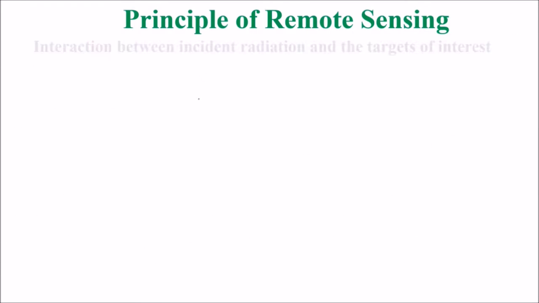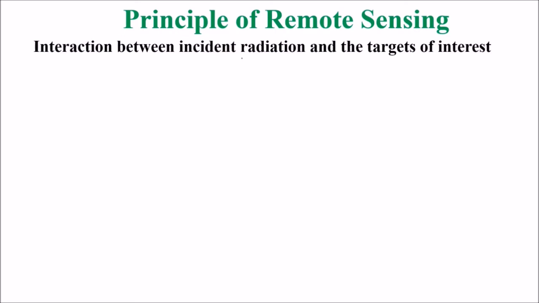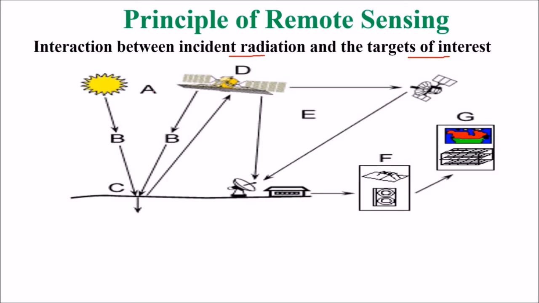Let us see some principles of remote sensing first, because the most important thing is the interaction between the incident radiation and the targets of interest. There are two types of remote sensing, active and passive. In one, the satellite or the device senses what is being reflected or emitted, or the reflectance from the sun, and this is sent to some station, and then it can be received by the user.